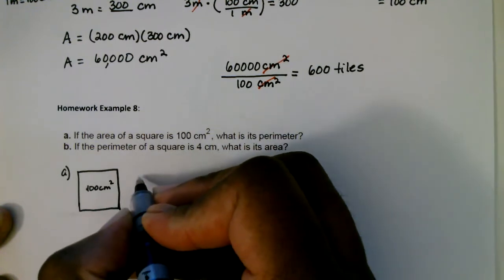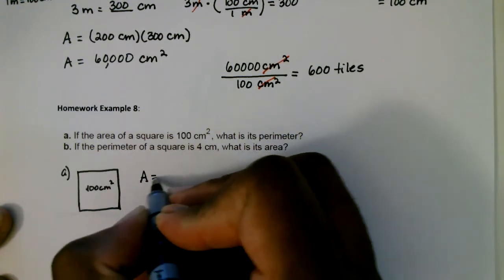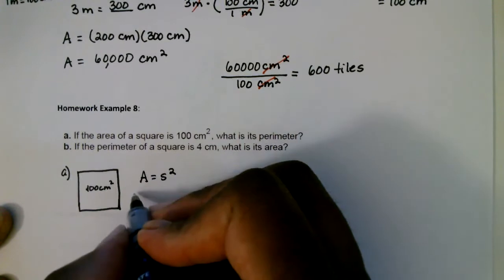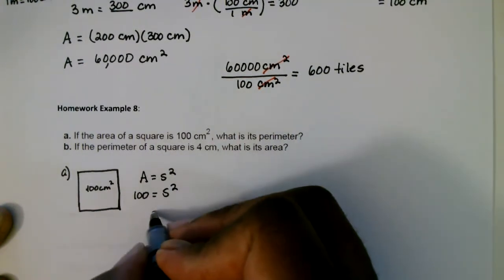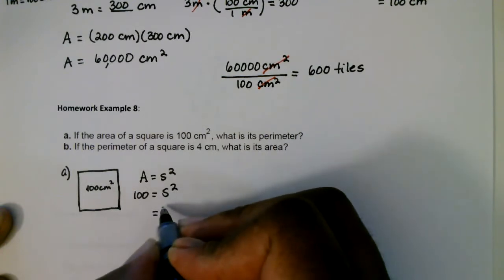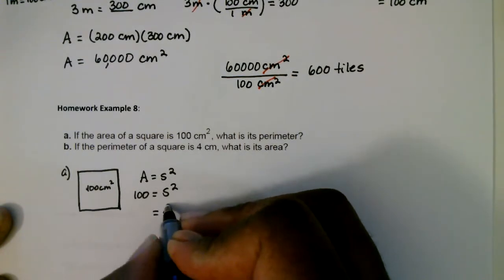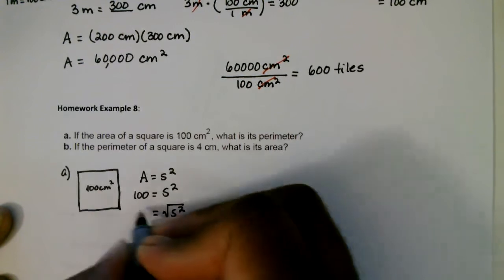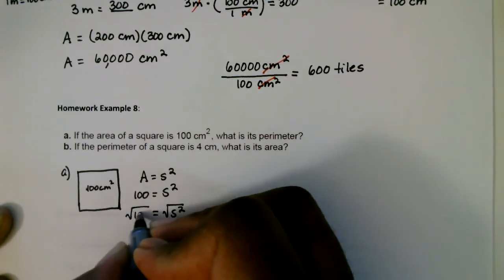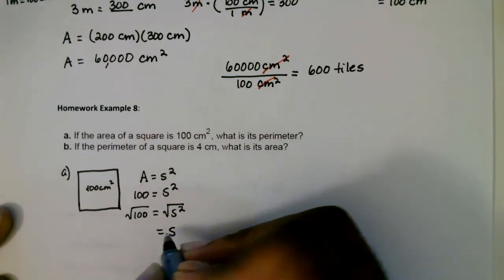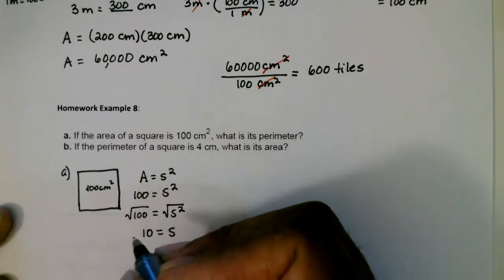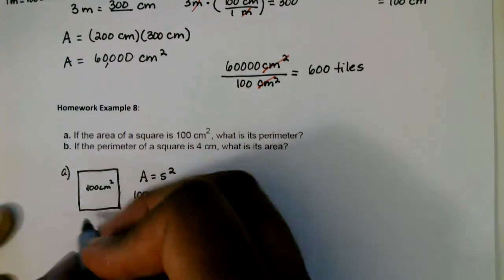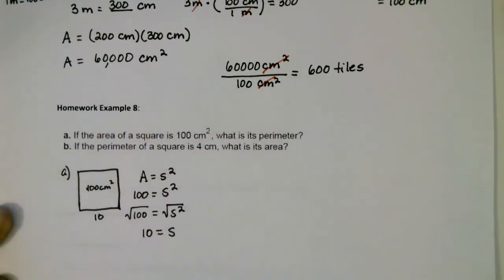So that means A is equal to S squared, and the area is 100. Now to solve for S, we're squaring it, so the opposite of that would be to take the square root on both sides. And lengths are never going to be negative, so the square root of 100 would just be 10. So the length on each side will be 10.